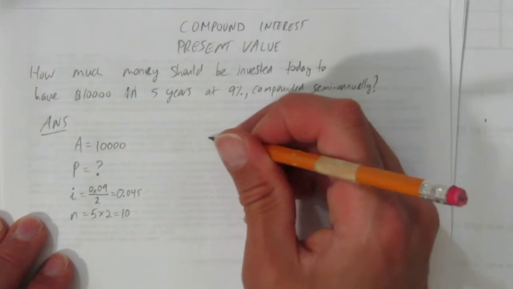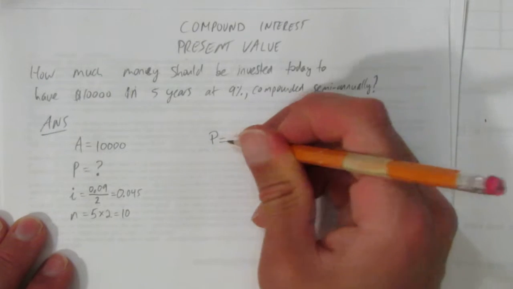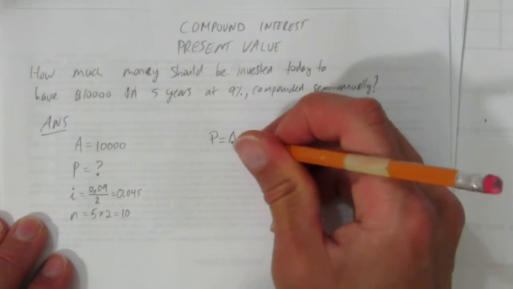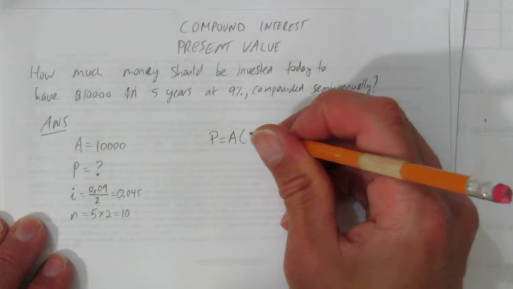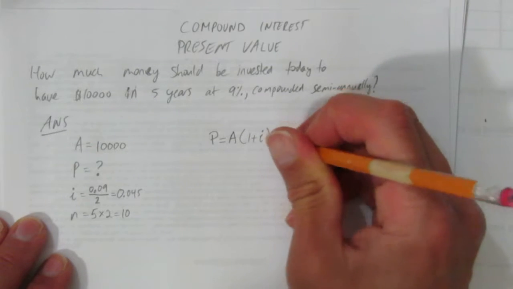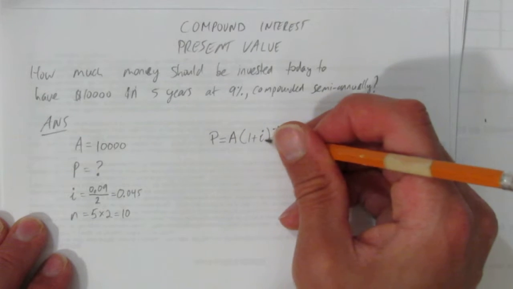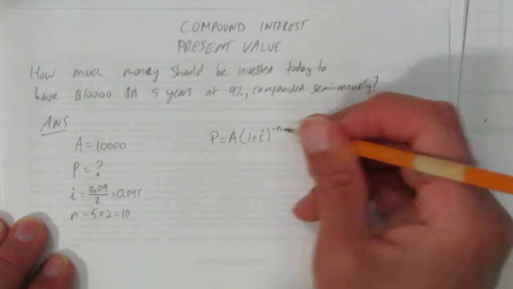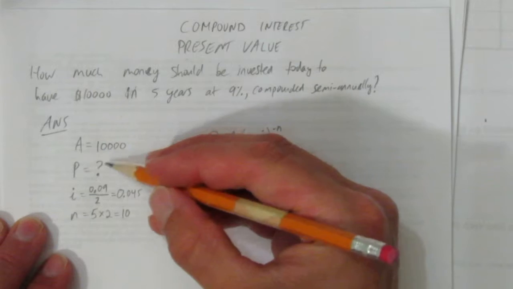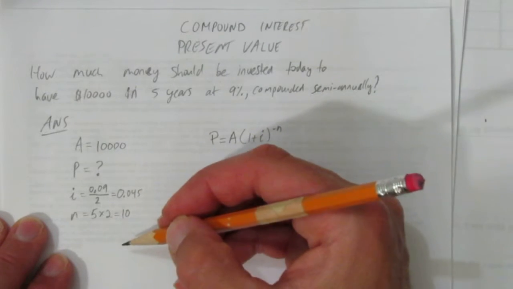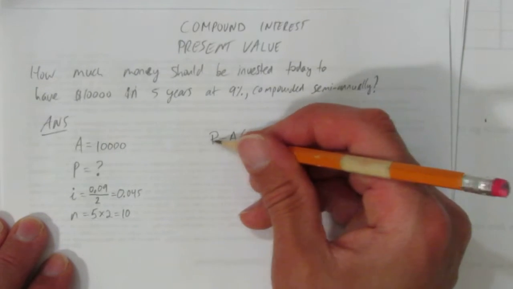Now our formula. This is a present value formula. The P is on the left-hand side, and the A value is on the right-hand side. And one last difference, the exponent is negative. So P equals A, 1 plus I to the power of negative N. And it's going to be the same steps every time. Identify your APIN, that's worth marks. And then for your formula, show it.